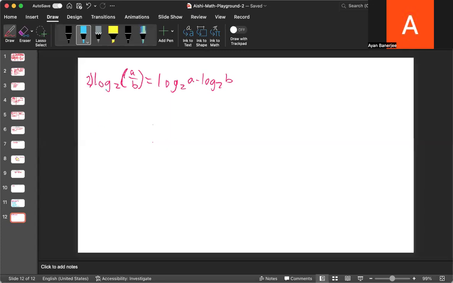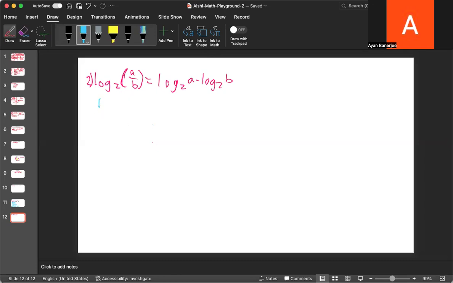Okay, now on to our second proof. This, as I said before, is very similar to our first one. We have log Z of A divided by B is equal to log ZA minus log ZB. We have to prove that this whole thing is true.